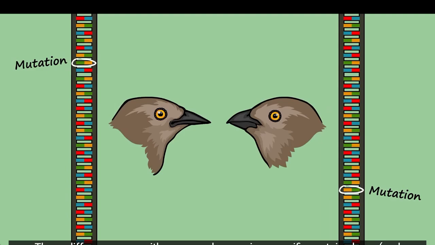But we have here green, blue, red, green, green. Green, blue, red, green, blue. So do you see how it's different at just one base? Everything's the same except for that one little base. That one little base is a mutation, okay?